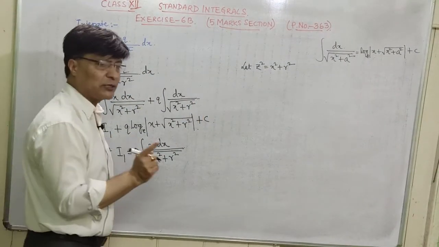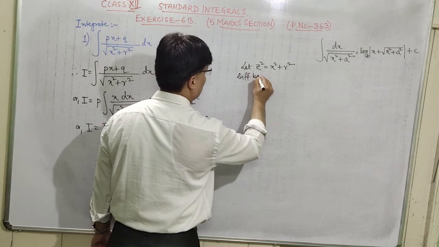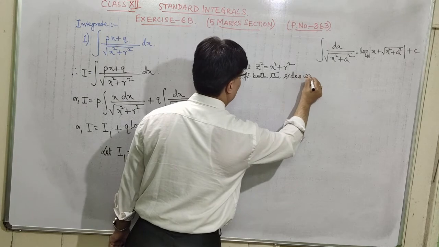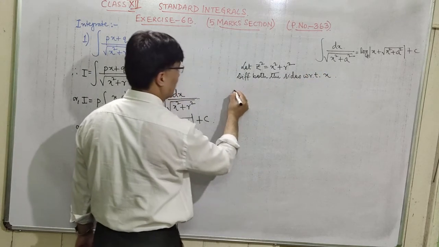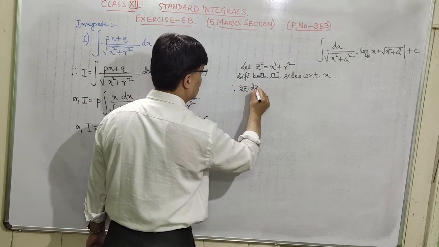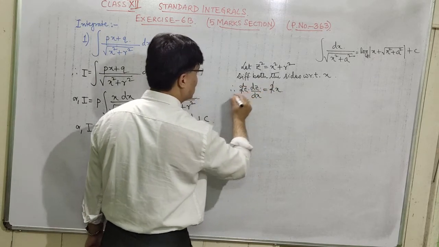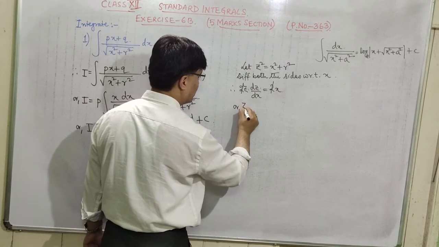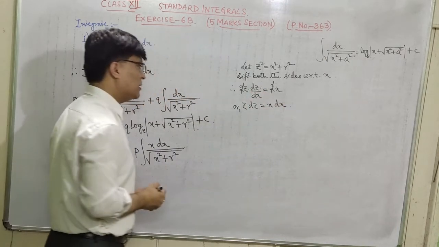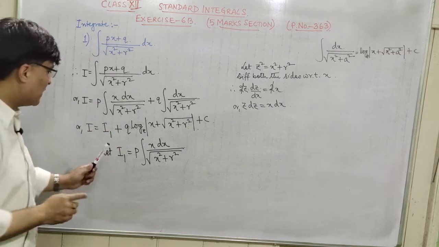So let us differentiate both the sides with respect to x. What is the differentiation of z square? 2z into dz by dx is equal to 2x. So here 2 gets cancelled. Cross multiply, z dz is equal to x dx. Is that clear? So let us put these values in I1.